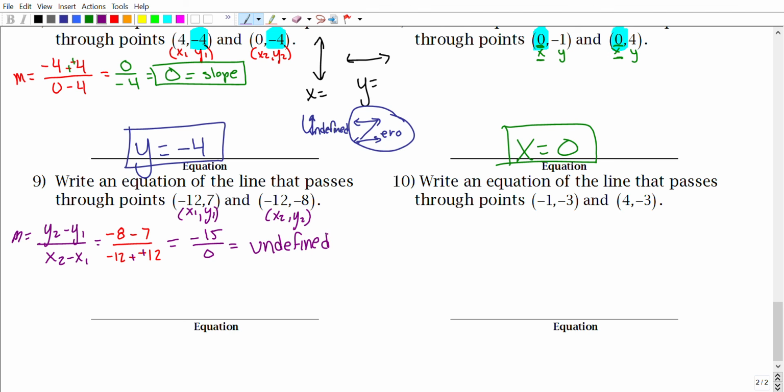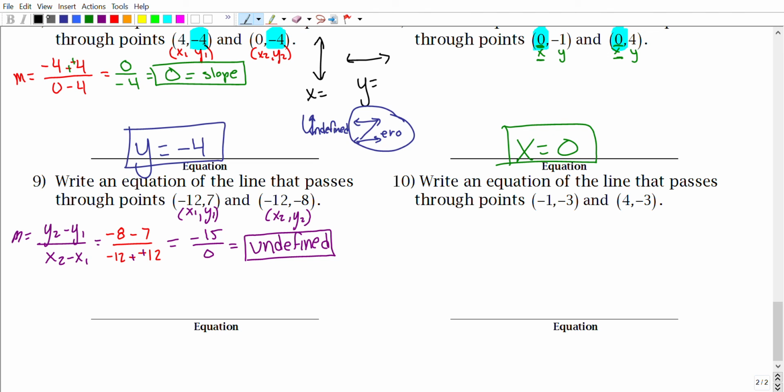undefined slope. It'll either say error or, actually, I'm not sure what other thing it would tell you besides error. Or actually, it might tell you undefined. So this is an undefined slope.